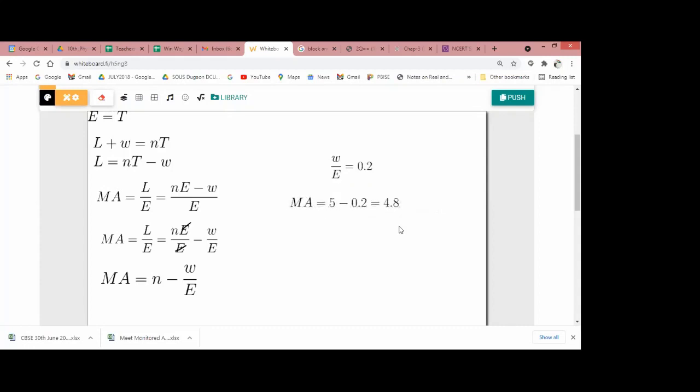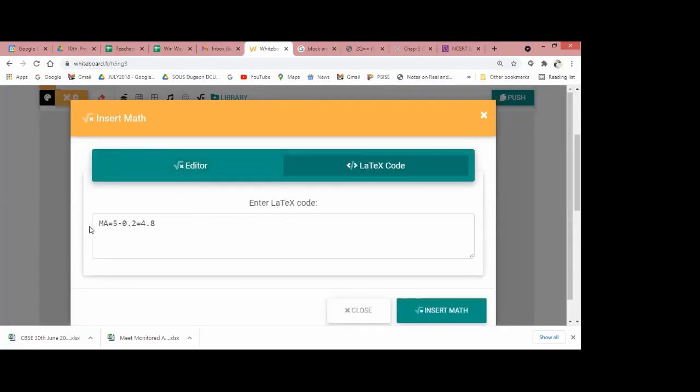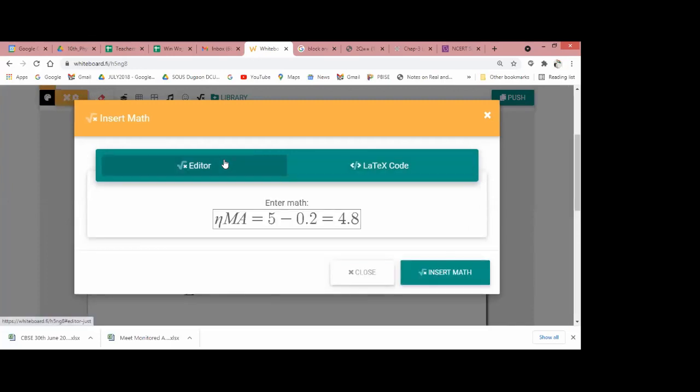Correct. Now, if I try and calculate the efficiency of it, how do we calculate the efficiency? Load by number of pulleys. Correct. Efficiency is calculated as MA upon VR.